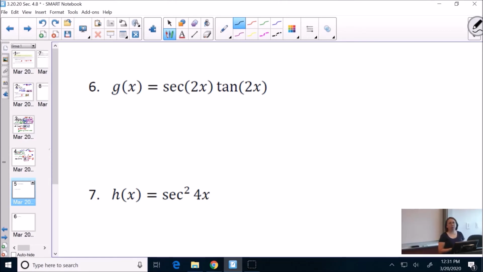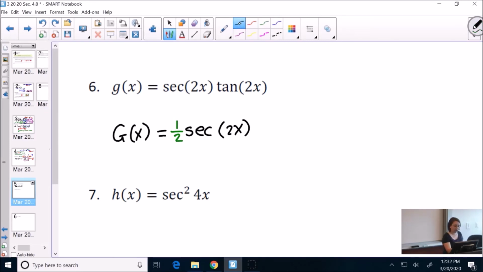Secant, tangent. Oh no, we need product rule. No, it is antiderivative. What function, when you take the derivative, gives you secant tangent? Remember? It's either secant or tangent. The derivative of secant is secant tangent. So if I had started with secant and took the derivative, I get secant tangent. Whatever's inside stays inside. But if I take the derivative, I also have to multiply by 2. So in the antiderivative, I have to divide and make up for that.